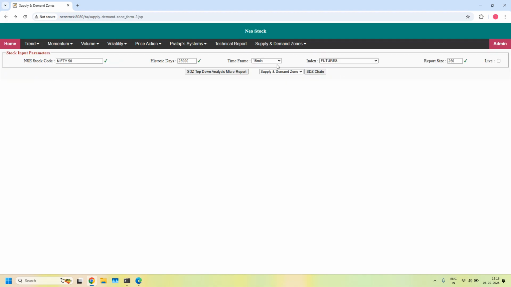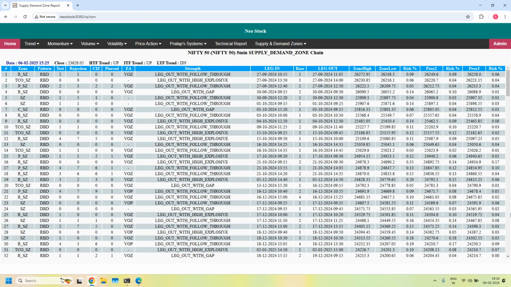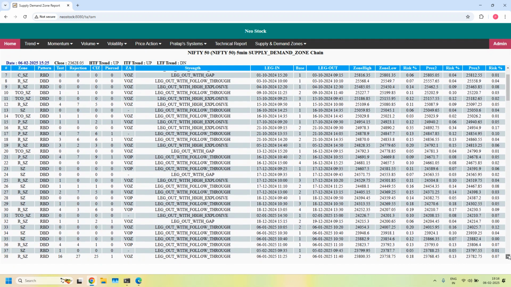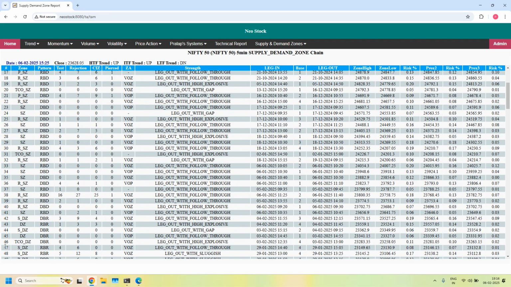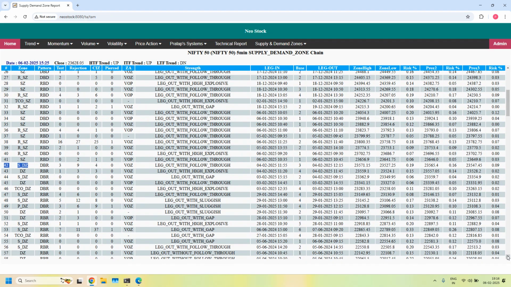Okay, next, 5-minute supply demand zone chain for Nifty. All these are supply zones. Let me scroll the list down. So 42nd you have 5 minutes demand zone nearest to the current closing price. Let me put it in the center. Okay, this is about Nifty supply demand zone chain.